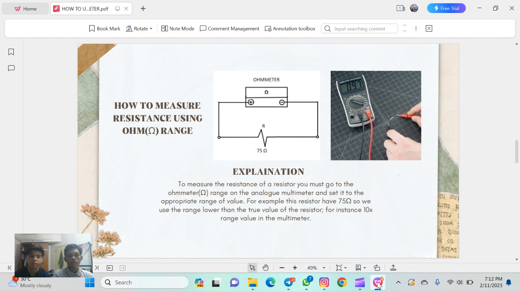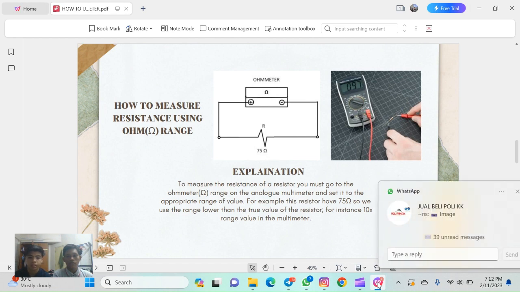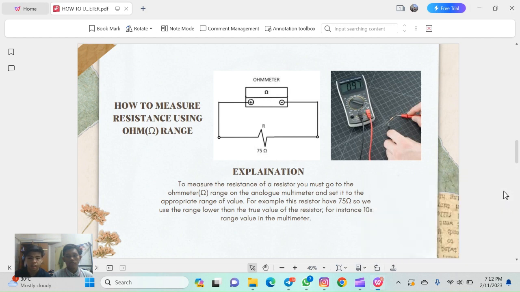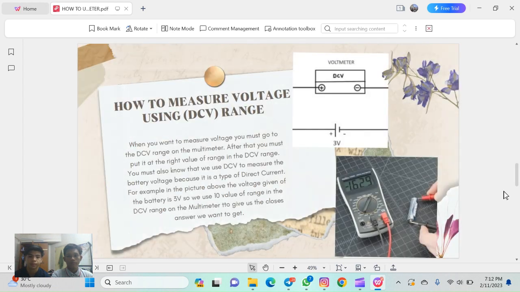How to measure resistance using the ohm range? To measure the resistance of a resistor, you must go to the ohmmeter range on the analog multimeter and set it to the appropriate range of value. For example, this resistor has 75 ohms, so we use a range lower than the true value of the resistor. For instance, the 10 times range value in the multimeter.